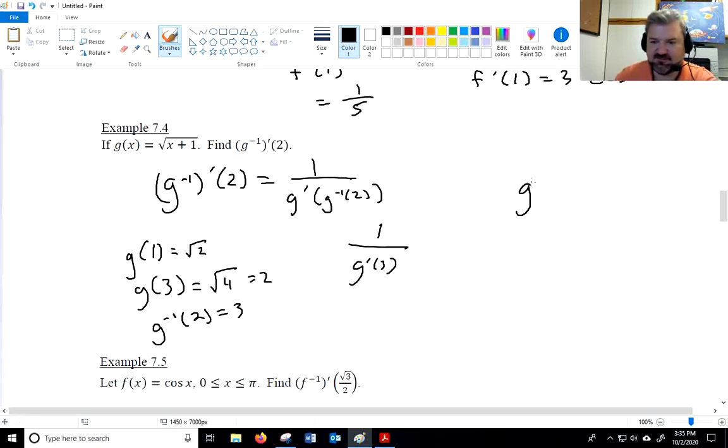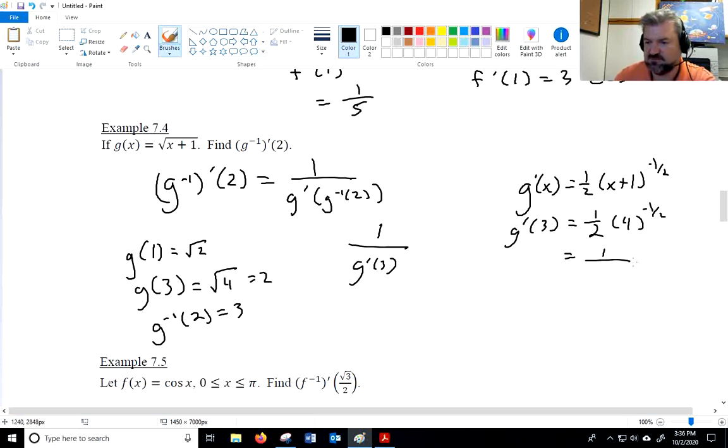Let's find what g prime is. Well, g prime of x, this is (x plus 1) to the 1/2, is 1/2 times (x plus 1) to the negative 1/2. So g prime of 3 is 1/2 times 4 to the negative 1/2, which means 1 over 2 times 4 to the positive 1/2. And 4 to the 1/2 is the square root of 4, which is 2, so this is 1 over 4. So this derivative is 1 over 4. But 1 over a fraction just flips it, making it 4.